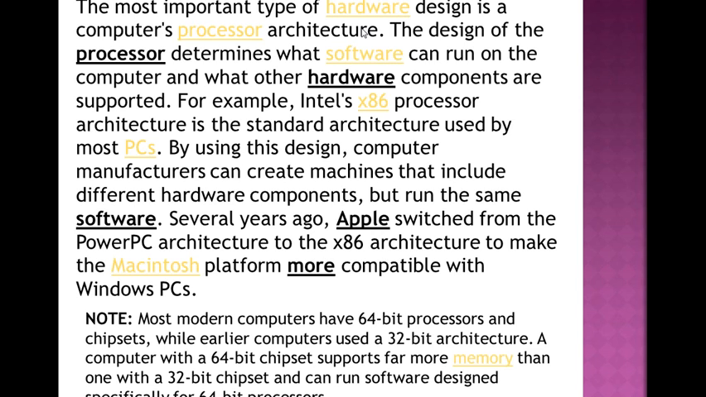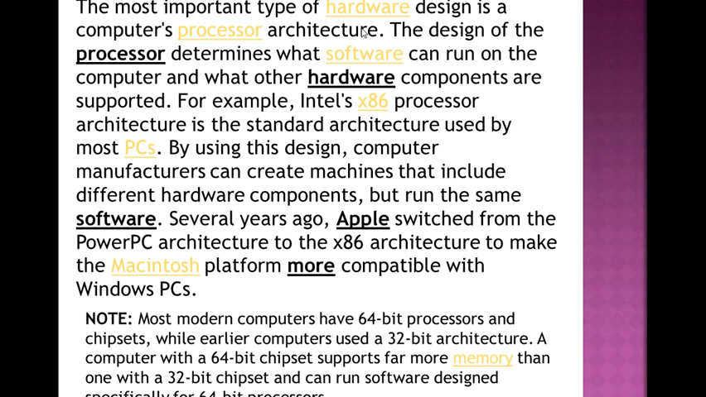The most important type of hardware design is a computer's processor architecture. The design determines what software can run on the computer and what hardware is supported. So it determines what kind of software is used for building the software and what type of hardware is used for supporting the software. For example, the Intel X86 processor architecture is the standard architecture used by most PCs.